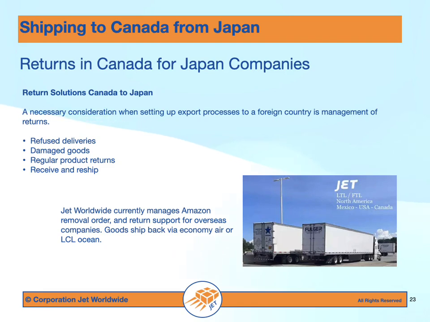Get support for returns with a local receiving address. Benefit from forwarding across Canada and the US. We can receive your Amazon removal orders and ship them back to you in Japan. Basically, if you ever ask the question, wouldn't it be great to have a partner in Canada and North America? Well, now you do.